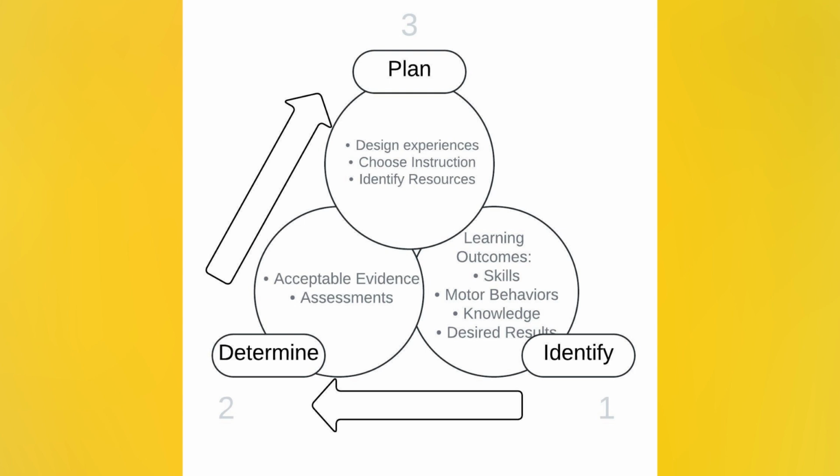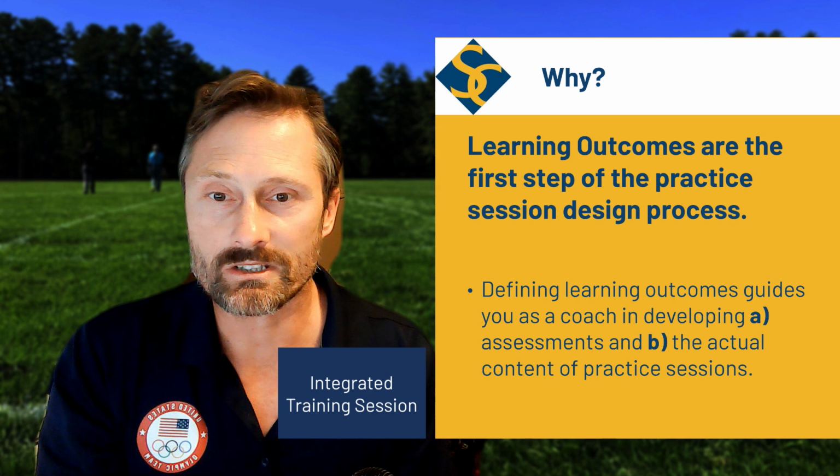Then the second step, moving over to the left there, is to determine your assessment. How are you going to know if the learning outcomes were met or not? How will you measure it? What's the acceptable evidence that you'll use to tell you that the learning outcomes were met? And then finally, the third step up to the top is planning: designing the experience, choosing the instructional strategies you might use, and also identifying resources. So that's the three-step process of working backwards in a backwards design model.